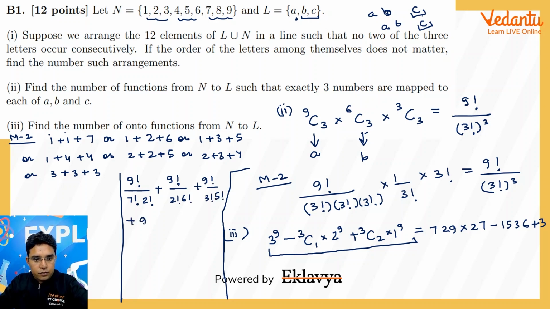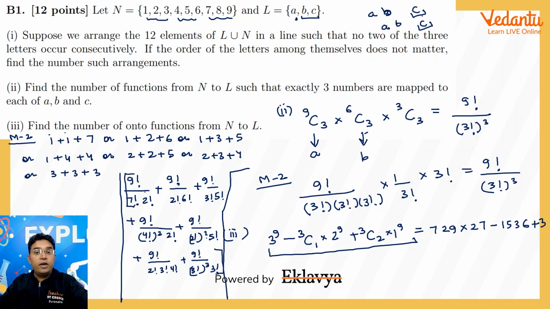Plus next would be 9 factorial upon 4 factorial 2 times, but because two groups are of the same size, an additional 2 factorial will be dividing it. Similarly, 9 factorial upon 2 factorial square into 5 factorial, plus 9 factorial upon 2 factorial, 3 factorial, 4 factorial, plus 9 factorial upon 3 factorial 3 times, and because all groups are of the same size, an additional 3 factorial will be multiplied here. And these are the total number of groups that we can form, so that every group will be having at least one element.